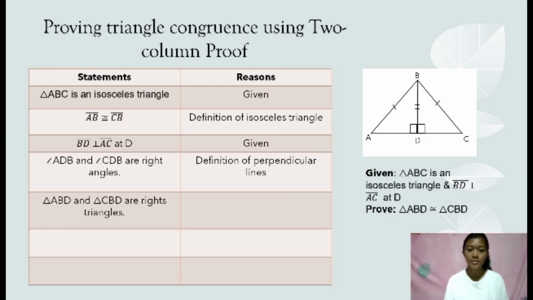The fifth is triangle ABD and triangle CBD are right triangles. The reason is the definition of right triangle, since they have right angles, it means they are right triangles.